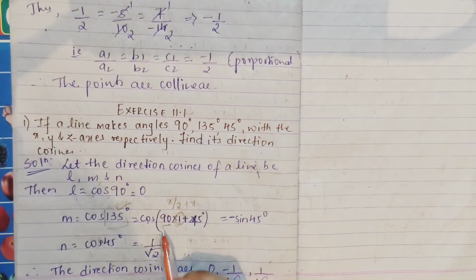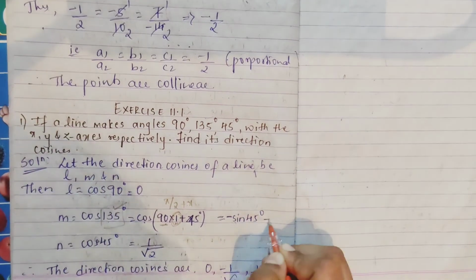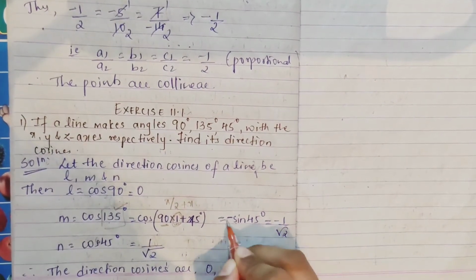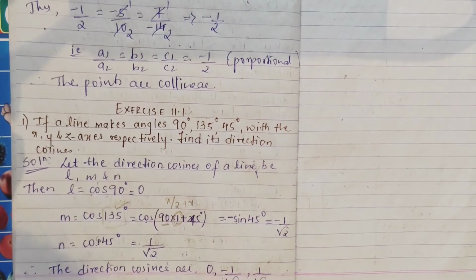Okay, it is an odd number, so it becomes a minus sign, and your sine 45 degrees is what? Minus 1 by root 2 you will get. Sine 45 is 1 by root 2, and your minus. I hope this much is clear, how you have to do your angles.